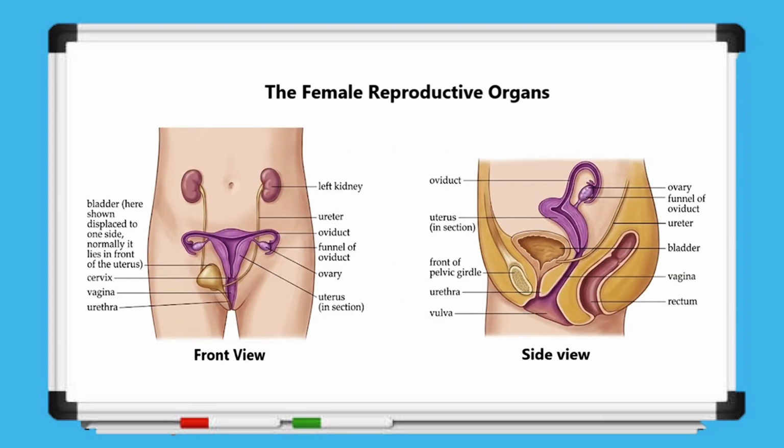The female reproductive organs can be better understood with the help of this diagram. Here you can see both the front view and the side view of the female reproductive system, which helps us identify the different structures and understand their positions in the body.